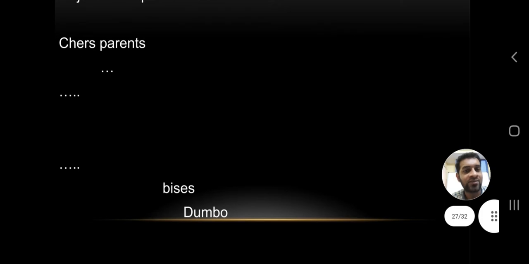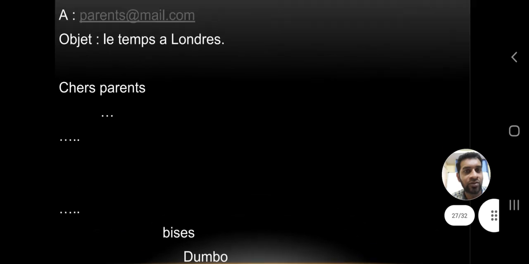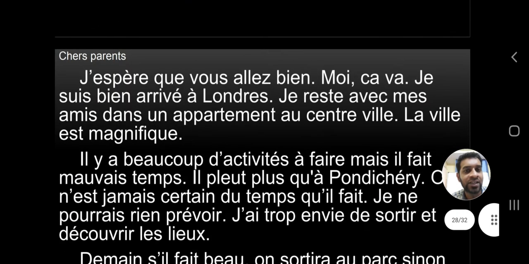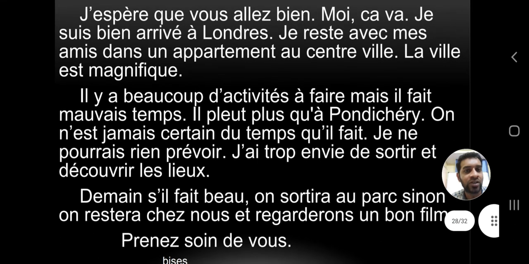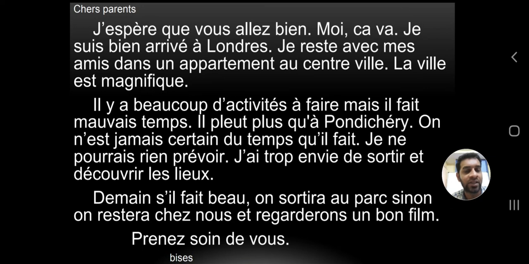Then at the last we write Bises, and then you don't write any name. You just give X, Y, Z or something. So I've just given Dumbo. So this is actually the format, and this is actually the message. It's really one small letter. We've got three paragraphs, and they are small. So you can see chers parents. We'll just read it once.